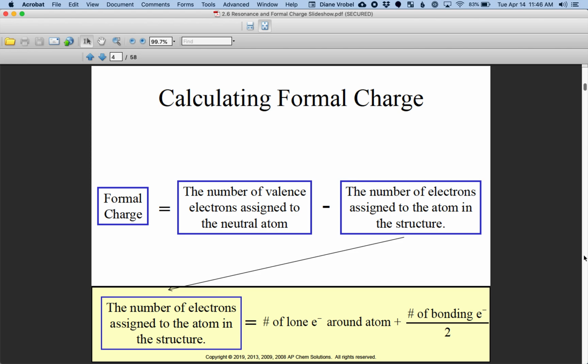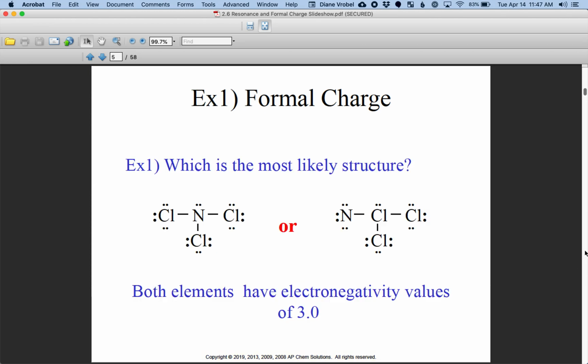And the way chemists use it is they look at the valence electrons and then they subtract the number of electrons that are given in that structure. And the electrons that are given in that structure, they typically count up the number of lone pair electrons, and then they add the number of bonding electrons divided by 2. And when you do this, it'll just become second nature with your practice.